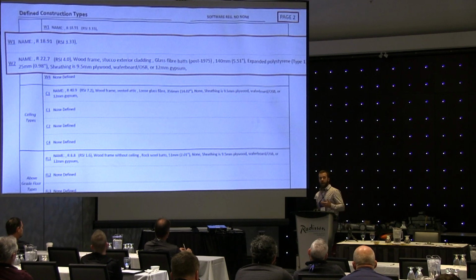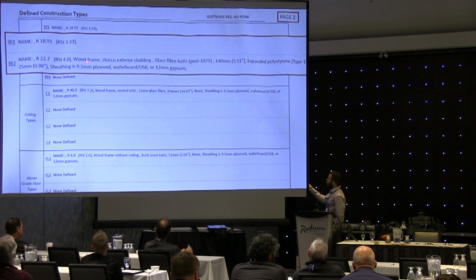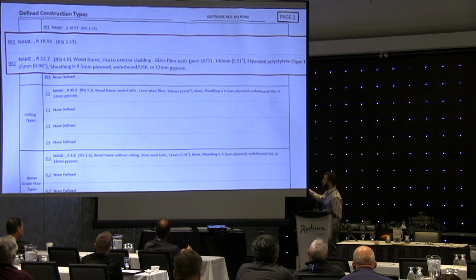Or maybe I just get a set of architectural or structural plans and I know what the walls are built out of, but I don't know the R value. I can input all the details of what this wall is made out of to the software, and the software will calculate the R value and display it. So here I've chosen wood frame, stucco cladding, glass fiber batts at 5.5 inch thickness, EPS type 1 at 1 inch thickness, 9.5 millimeter sheathing. So that's how I've defined my wall type, and the resulting R value is 22.7.